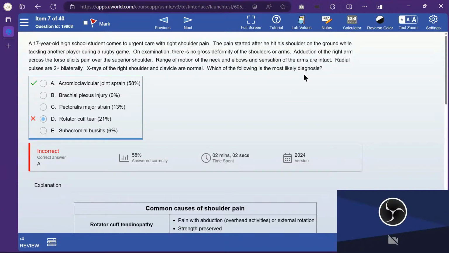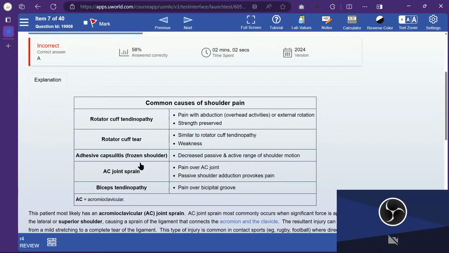Adduction of the right arm elicits pain over the superior shoulder. Range of motion of the arm is intact. So AC joint sprain: pain over the AC joint, and passive shoulder adduction provokes pain.